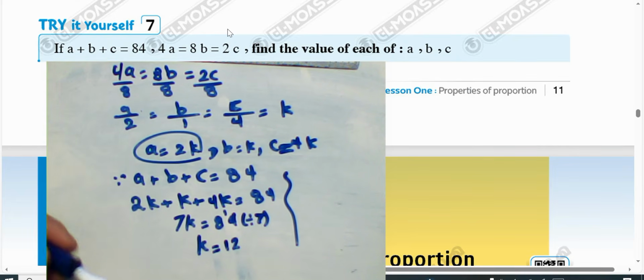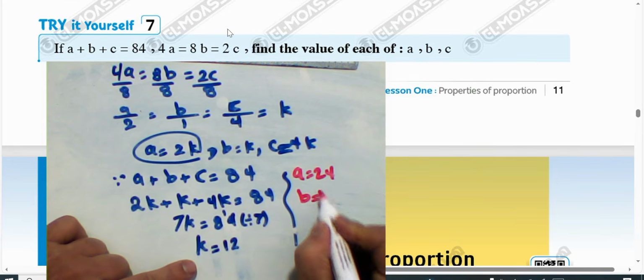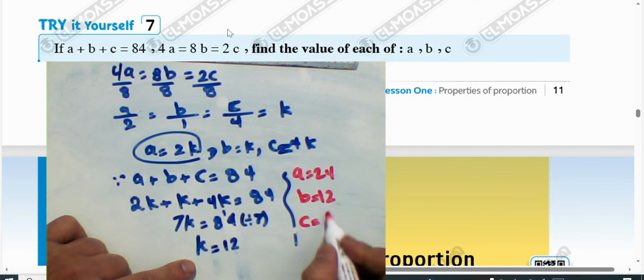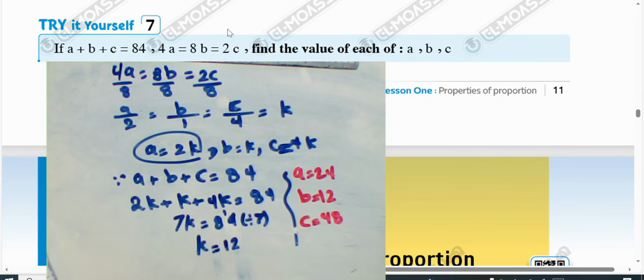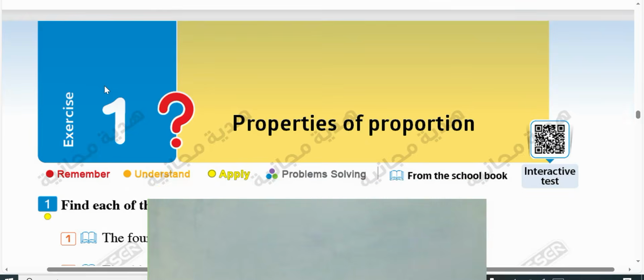a equal 2 times k. 2 times 12 is 24, and b equal k, and c equal 4 times k. 4 times 12 is 48. These are the values of a and b and c. Complete with me. Next question.